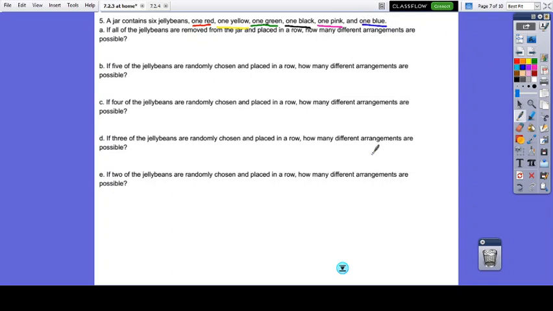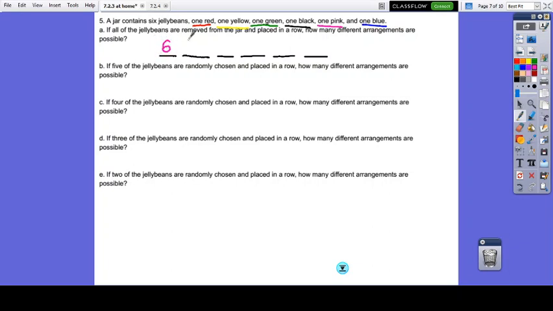If all of the jelly beans are removed from the jar and placed in a row, how many different arrangements are possible? So what this comes down to is you're saying, I'm taking a jelly bean, the first jelly bean, and putting it in a row, and then I'm taking another one and putting it down, and there's going to be 6 of them that I'm choosing. In my first spot, I choose 1, and I have 6 jelly beans in the container, so there are 6 of them to choose from. The possible number of things that I could choose would be 6.